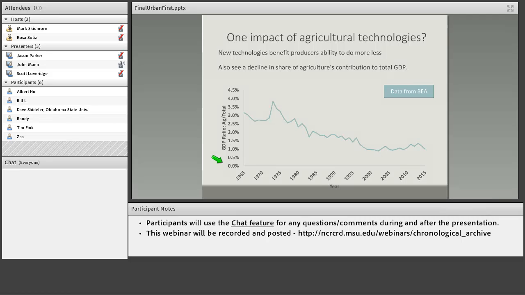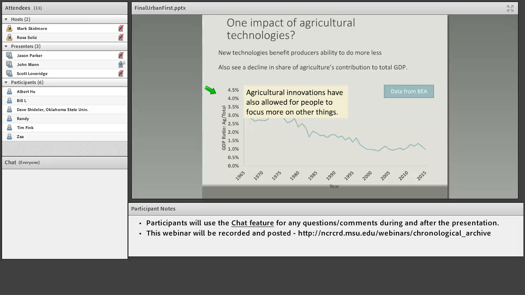So one of the ways too we were thinking about this is so these agricultural technologies are developed, and they definitely have this benefit to producers, allowing producers to do more with less. But there have been some other things that we've also seen over the course of the last many decades, and that's the contribution of ag GDP to total GDP. And so this, on average, has declined in the U.S., but in some states that have been more agricultural dependent, this decline has been a little bit more substantial.